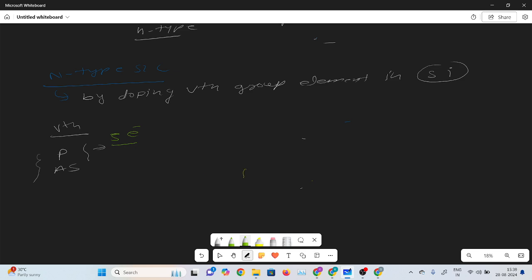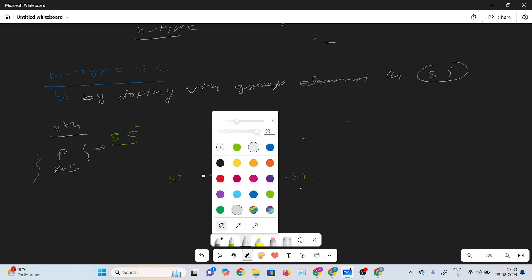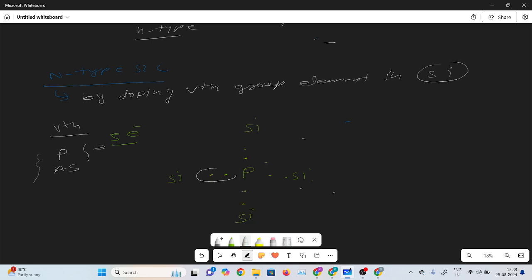So I am taking this phosphorus element. It has five valence electrons. I dope this inside the silicon semiconductor. So here is the silicon semiconductor. Silicon has only four valence electrons. This is the silicon, so the bond looks like this, and this is the covalent bond, and this is the covalent bond, and this is the covalent bond.